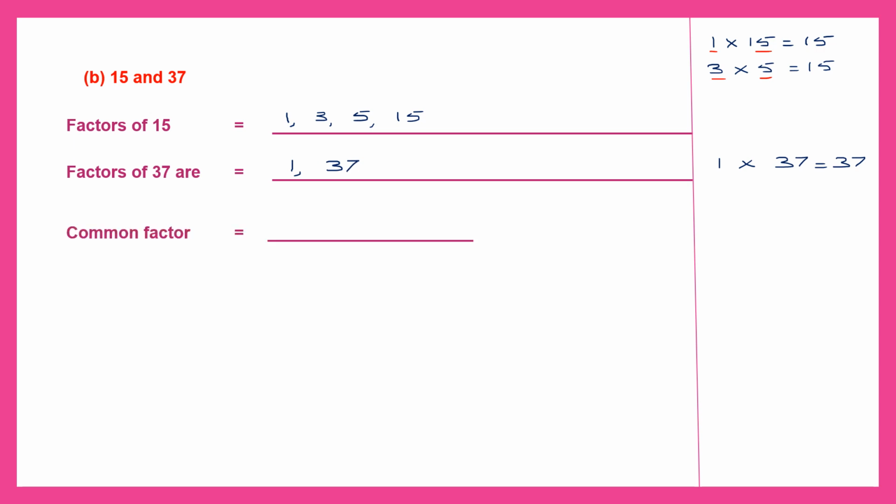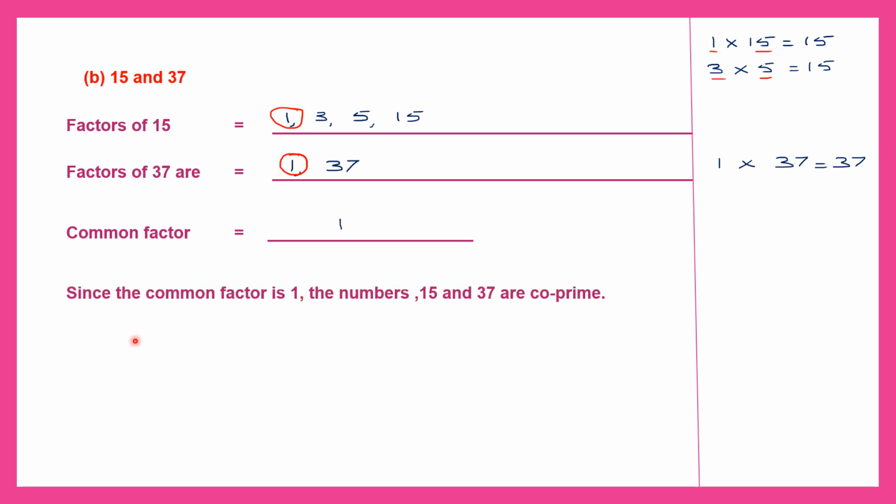Now, what are the common factors? There's only one common factor, that is 1. As you can see, only 1 is common to both. We have 1 as a factor of 15 and we have 1 as a factor of 37. No other factor is common. So since 1 is the only common factor, 15 and 37 are also co-prime numbers. Since the common factor is 1, the numbers 15 and 37 are co-prime. They don't have any other factor common to both of them.